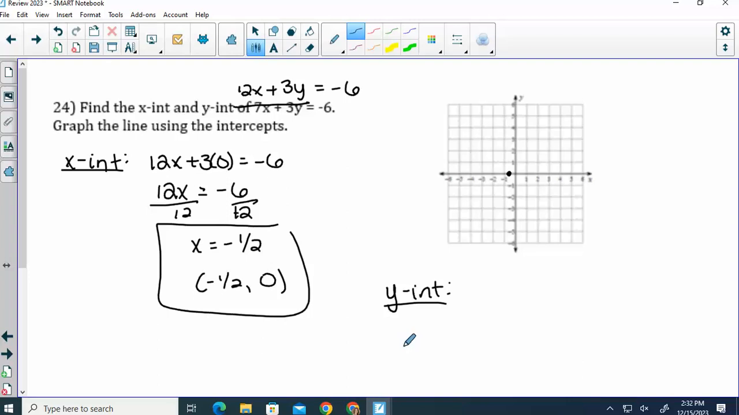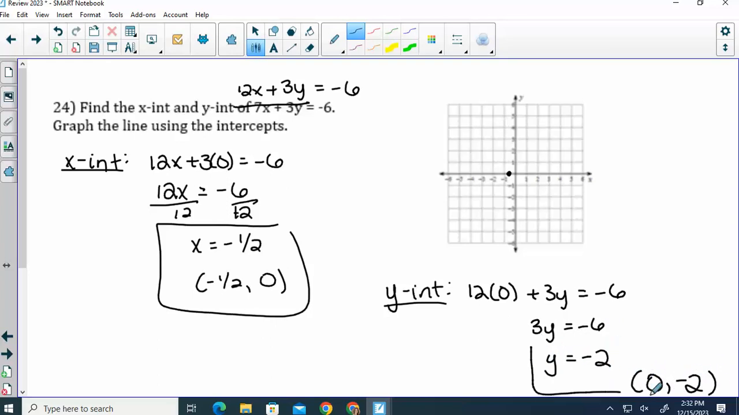How do we find a y-intercept? 0 for x. So we have 3y equals -6. So y is -2. Or if you did an ordered pair, the x was 0 and the y is -2. And once we have those, we have 2 points, so we can draw our line.